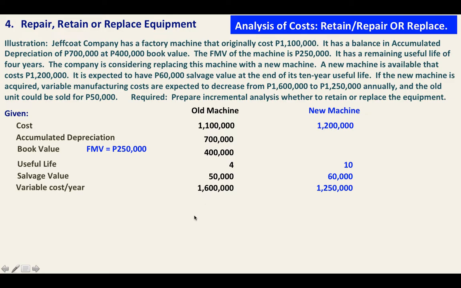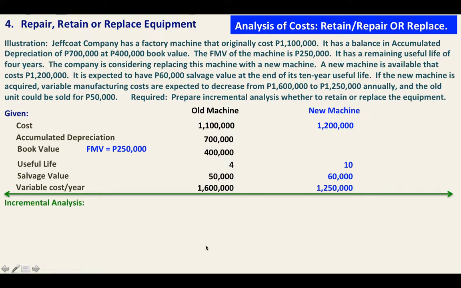Okay, the first thing that we have to do, class, in the incremental analysis is to see how many years we have to evaluate the two situations. Okay, the old machine has only 4 years remaining life. So this is the period that we have to evaluate the two machines. So we have to evaluate it within 4 years. Okay. So class, let us take a look at the information that we have.